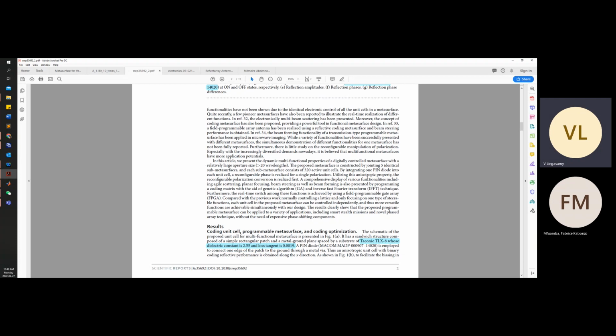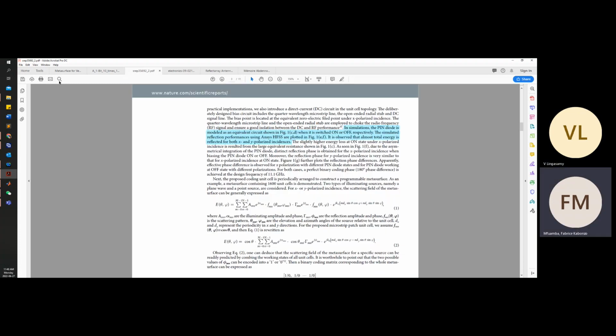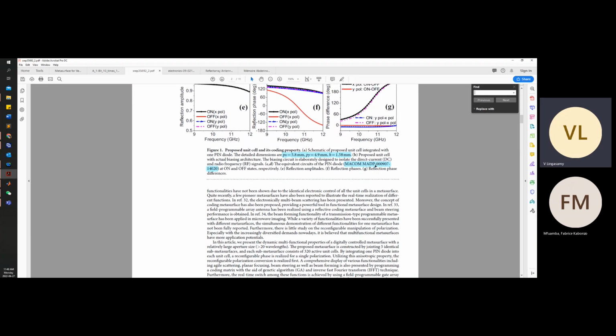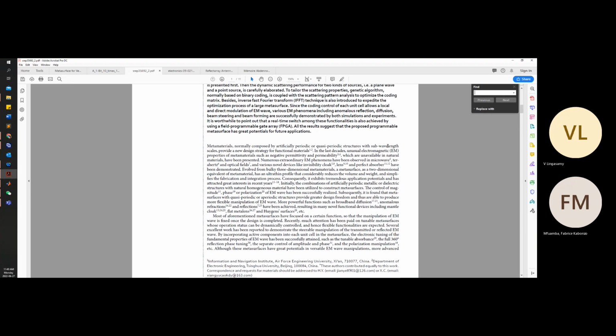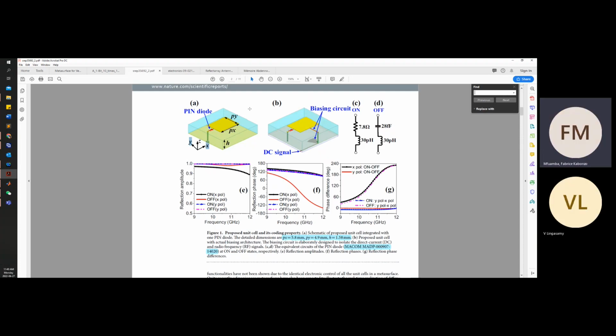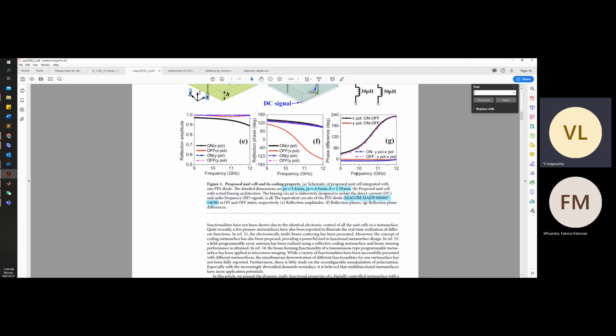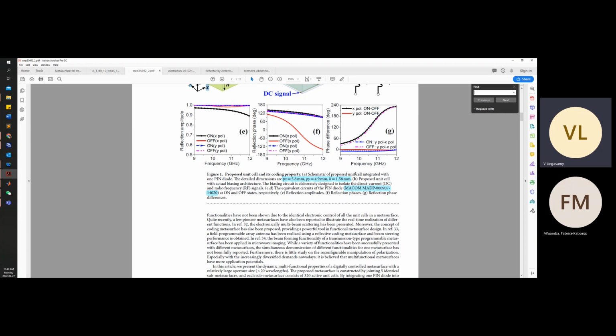Can you go up, please? Just up, to the top. The PX, PY. What is PX and PY? The PX, PY is the patch size. Okay, so unit cell size, anywhere they might have mentioned it as lambda naught or something like that. They might not have mentioned the dimension, but lambda naught something like that might be there.